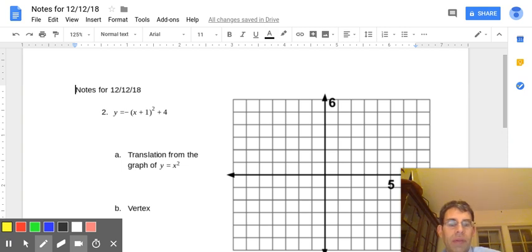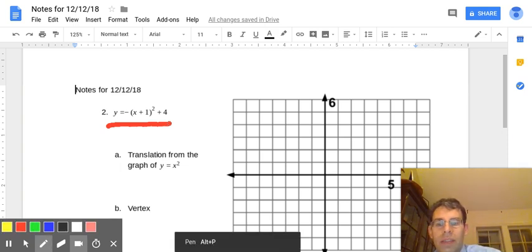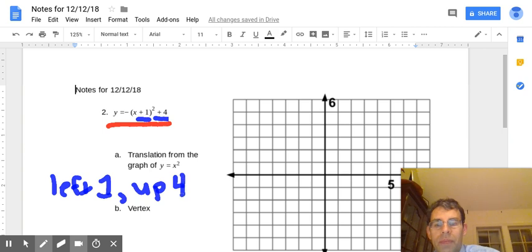All right. So I'm going to go over number 2 on the homework, which was the first one that I asked you to do. And you were given this equation here, y is equal to negative (x plus 1) squared plus 4. And the first part that you were asked for is the translation from our parent function y equals x squared. And so this plus 1 here moves the graph to the left 1. And then this plus 4 at the end moves the graph up 4.